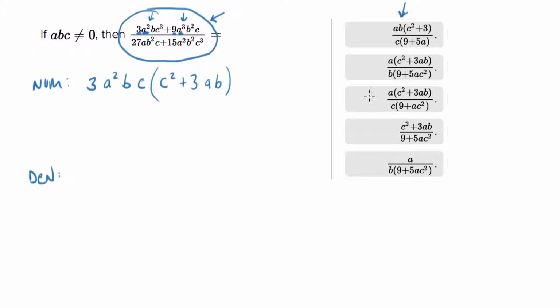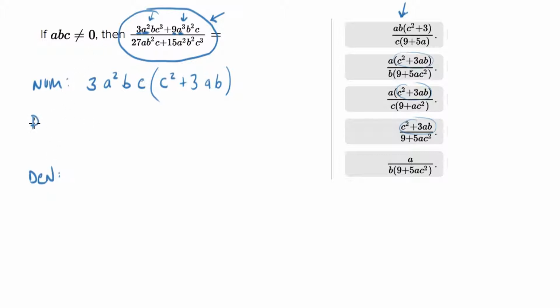Let's check the answer choice and see if I can actually just cherry pick the right answer. I bet that one of these is the answer that has the c squared plus 3ab in it. Plus, seeing 3 of those is a good sign that we're on the right track. So there's your numerator.